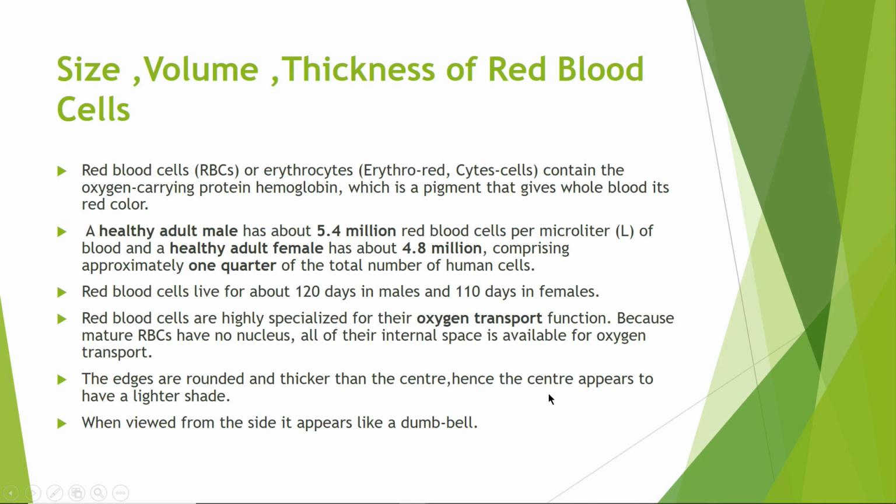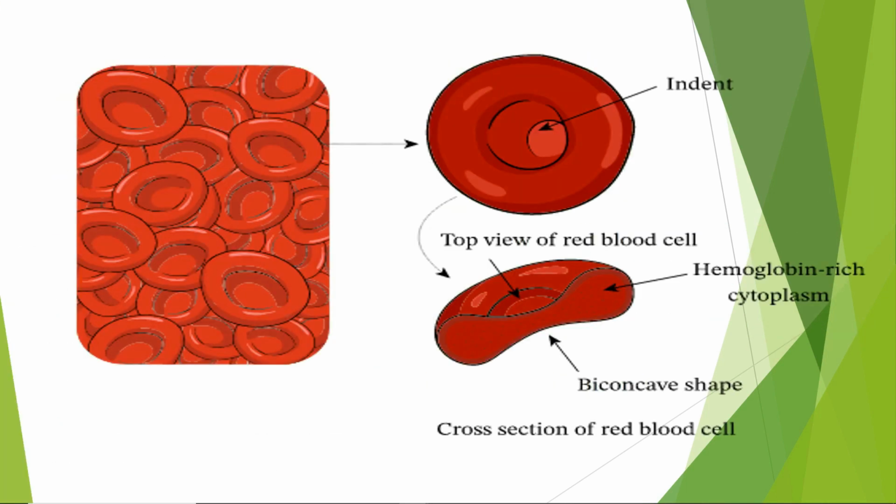Also, we see the dumbbell shape of RBCs when we see it from the side. So, this is the view of RBCs where it is embedded from the center. There is a depression from the center, and it is swollen from outside, from the periphery. Now, if we see the top view of RBCs and if we cut it from the middle, we see the dumbbell shape over here, all right, and inside the whole RBC, hemoglobin is present, right? So, hemoglobin is filled inside the complete cell.